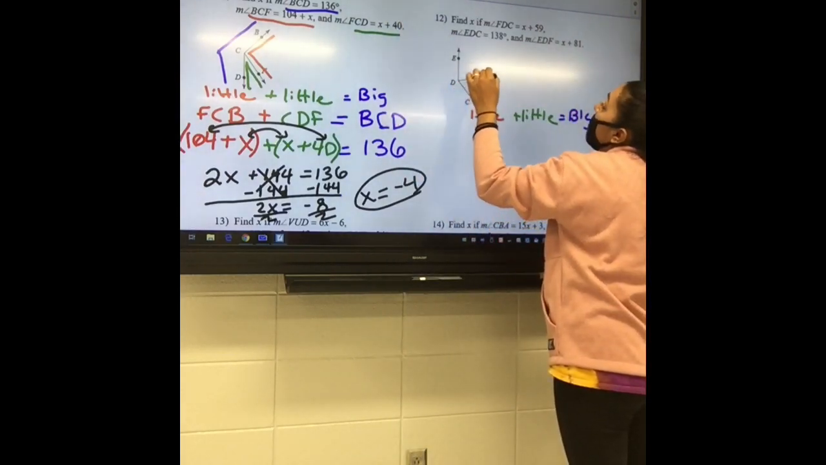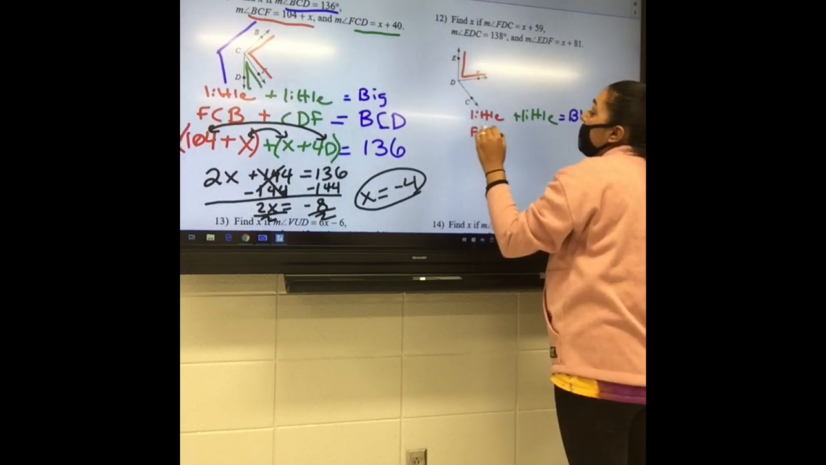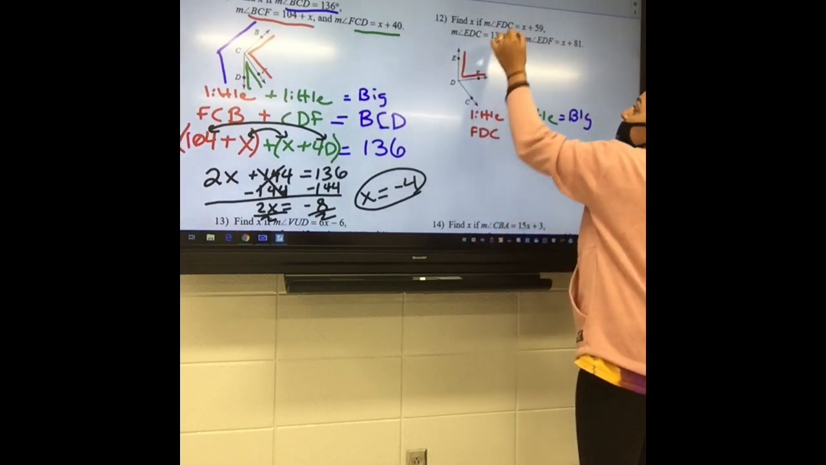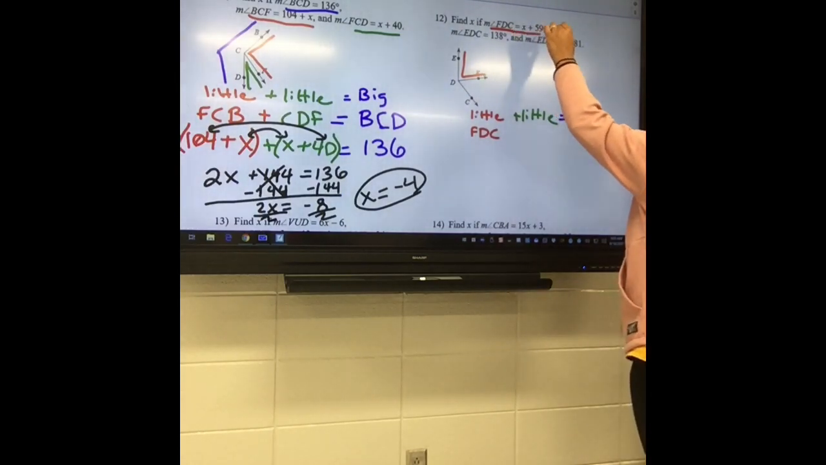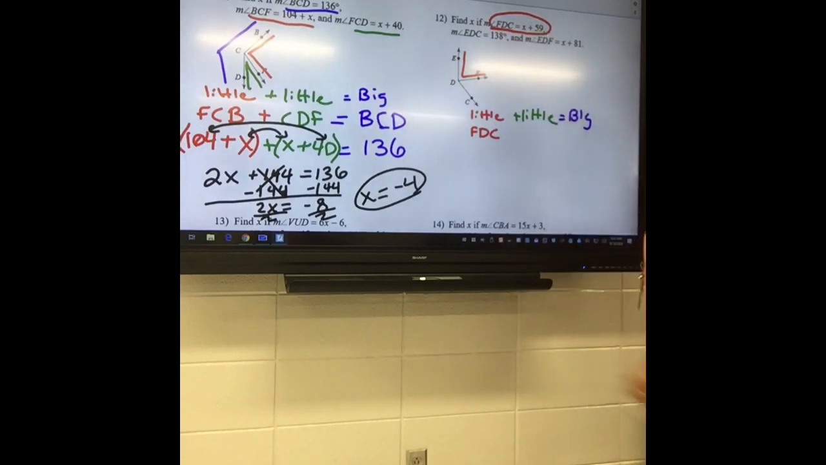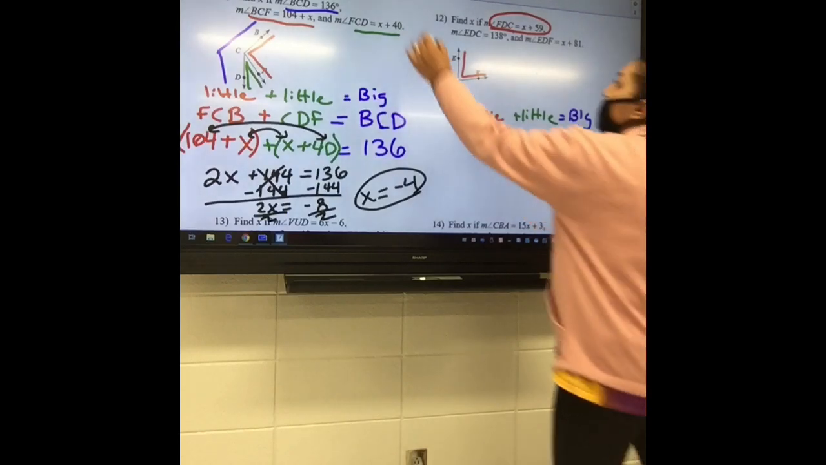FBC. Perfect. FBC is one of my little angles. Okay, and up here, at the same time I'm coloring, and at the same time you're using your colored pencils, I would probably mark it above so you know what FDC is. Am I correct to assume that D is the vertex? Yes, ma'am. Okay, so that's why I marked them all in red, so I know everything in red belongs to that one little angle. You don't have to use colored pencils, but you totally can.